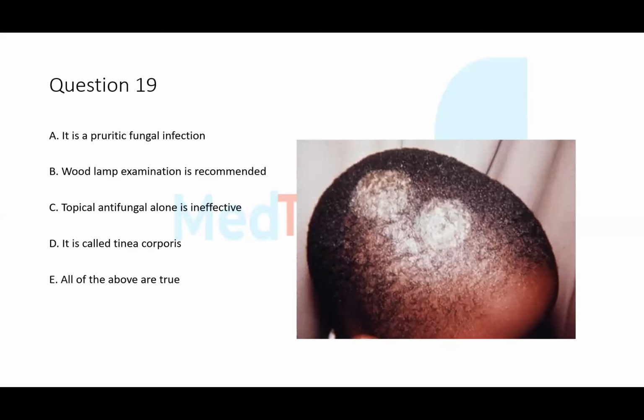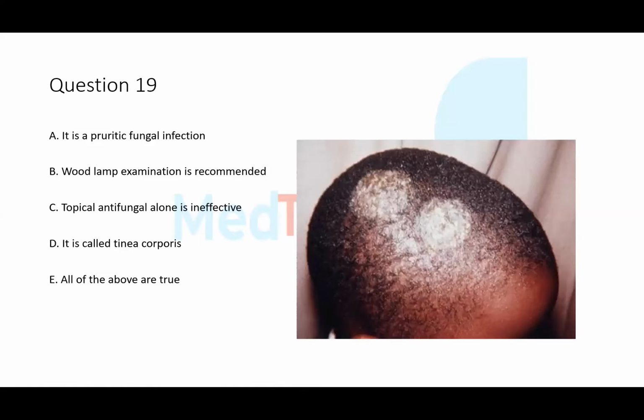So this is a well circumscribed lesion on the scalp of a young boy. Is it a pruritic fungal infection? Yes, that could be true. Wood lamp examination is recommended. Of course, when you see this kind of lesion on the scalp of a child, you want to think of fungal infection and you want to do wood lamp and slit lamp examination. Topical antifungal alone is ineffective. Usually fungal infections are very difficult to treat, and one needs to go systemic as well as topical for it to have a quick and effective response.